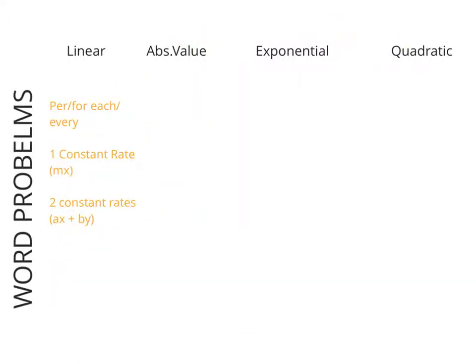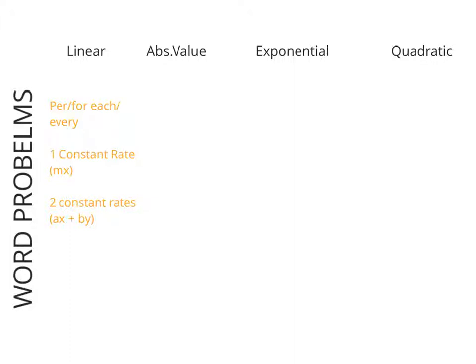All right, and the last thing we have to do is just talk about word problems. Remember, what are some of our keywords that help us know which function we're trying to use? So for linear, remember your keywords for rate, per, for each, for every. There's a few others, but those are kind of the main ones.